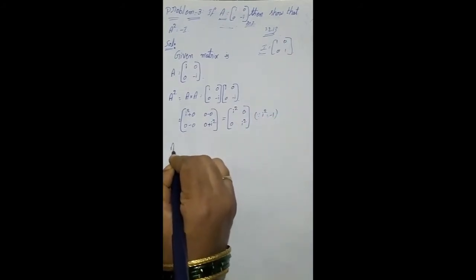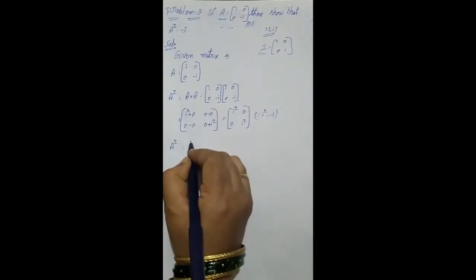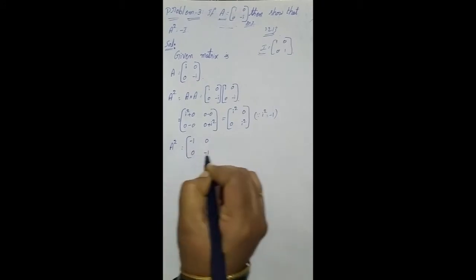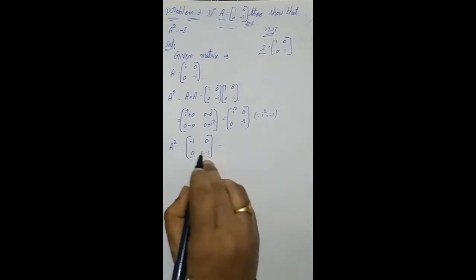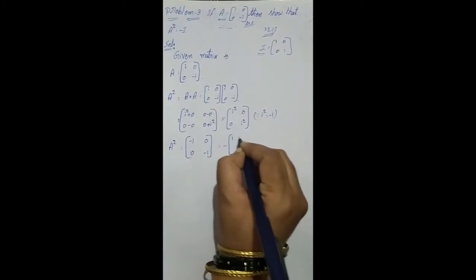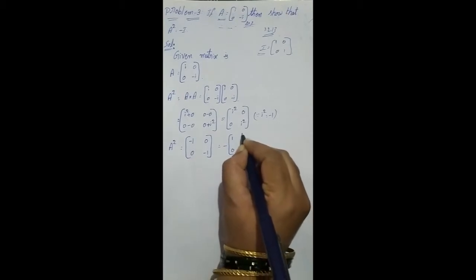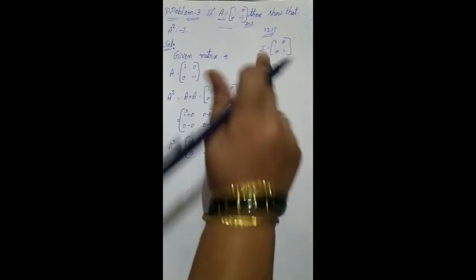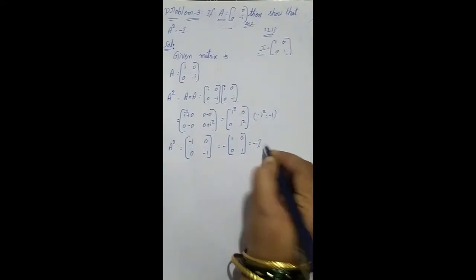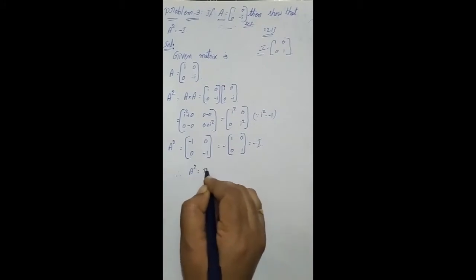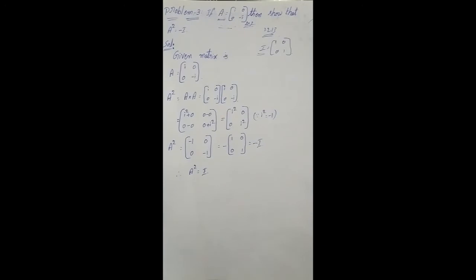That is, here A squared equals [i squared 0; 0 i squared], which is [-1 0; 0 -1]. That is equal to, here we take the minus common, minus of [1 0; 0 1]. That is equal to minus this matrix, which is the identity matrix I. Therefore A squared equals -I. This is the solution of problem number 3.